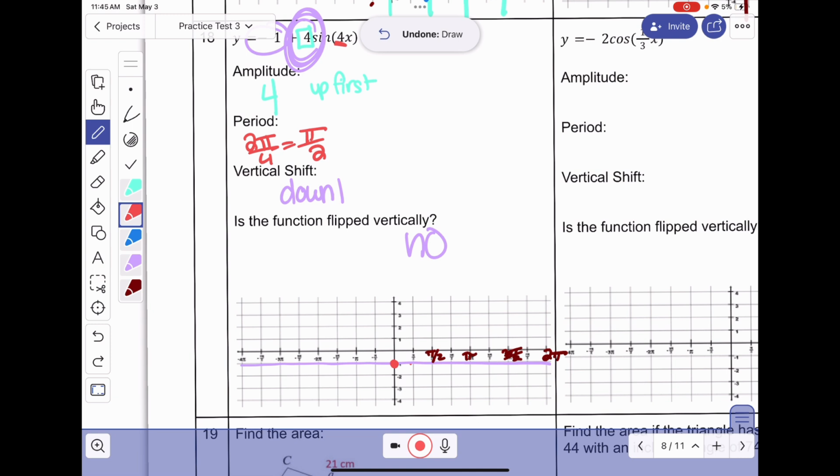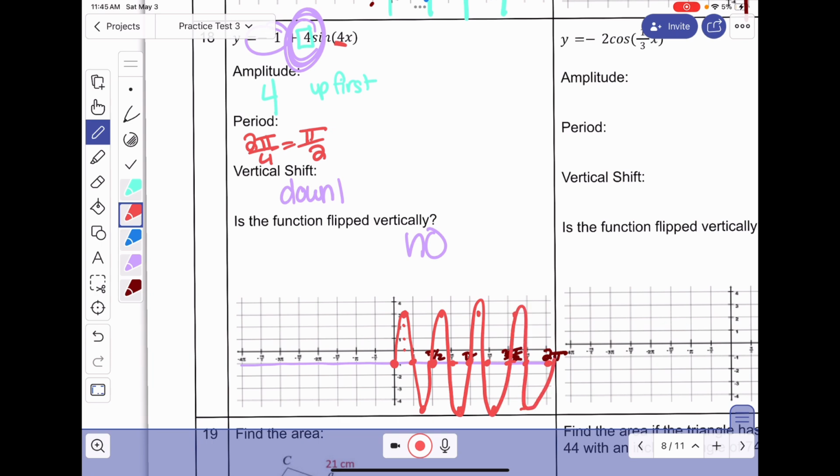So now pi over 2, so we're going to end there, middle here. And we go up first, but we go up 4. 1, 2, 3, 4. And we go down 4. So that's 1 period. And then that would just keep going. So skip 1, skip 1, skip 1, skip 1, skip 1. And that would be that.